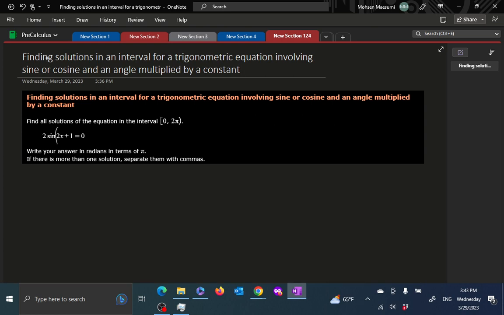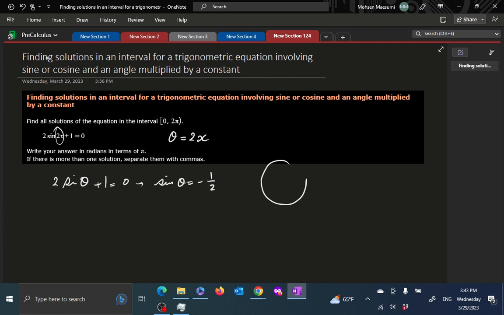So the first step, call this thing by some other variable, say theta. We look here, this one is in x, so we just choose another letter. Anything would do. 2x, so I have 2 sine of theta plus 1 equal to 0. So that tells me sine of theta is equal to minus 1/2.